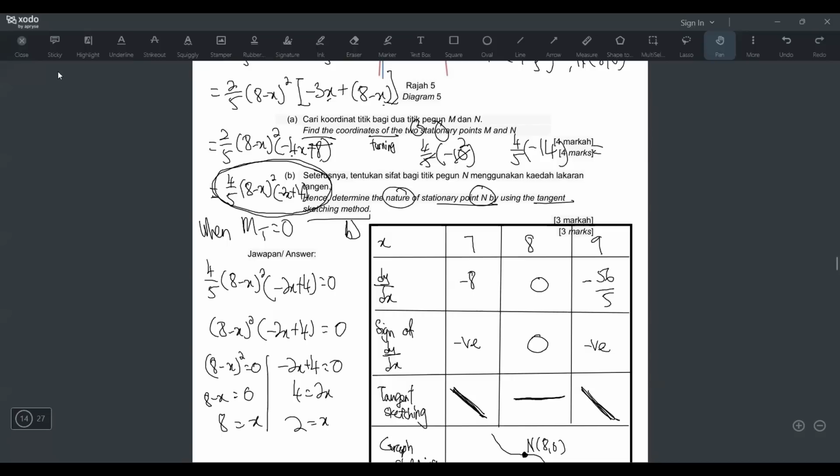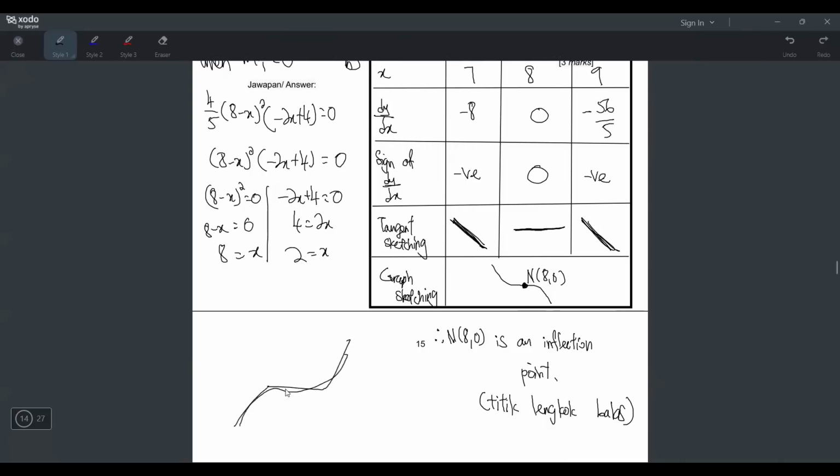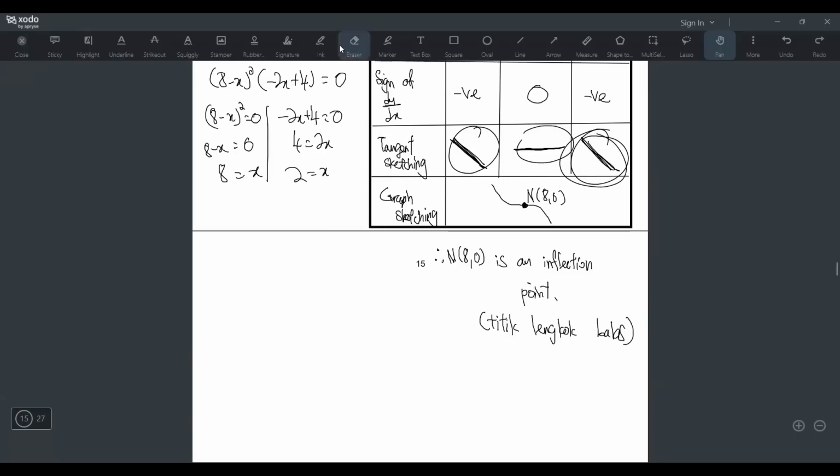But kalau guna tangent sketching method, you have to draw a table and then do the tangent sketching and predict the shape by joining these three lines. And if the line is like this, down, static, down, then it's inflection point. Ataupun what if you get like this, up, static, up. This is also inflection point, right? It means if you end up with negative, static, negative, ataupun positive, static, positive, then it's inflection point, right?